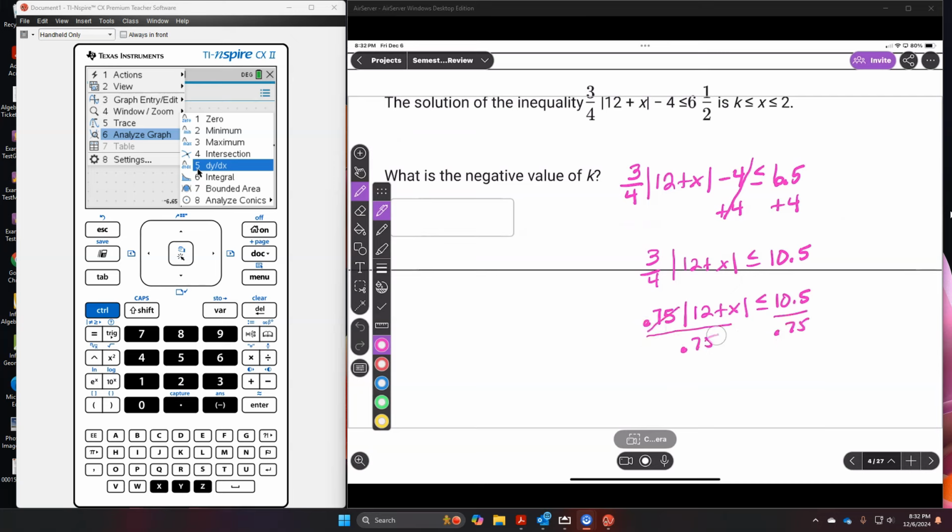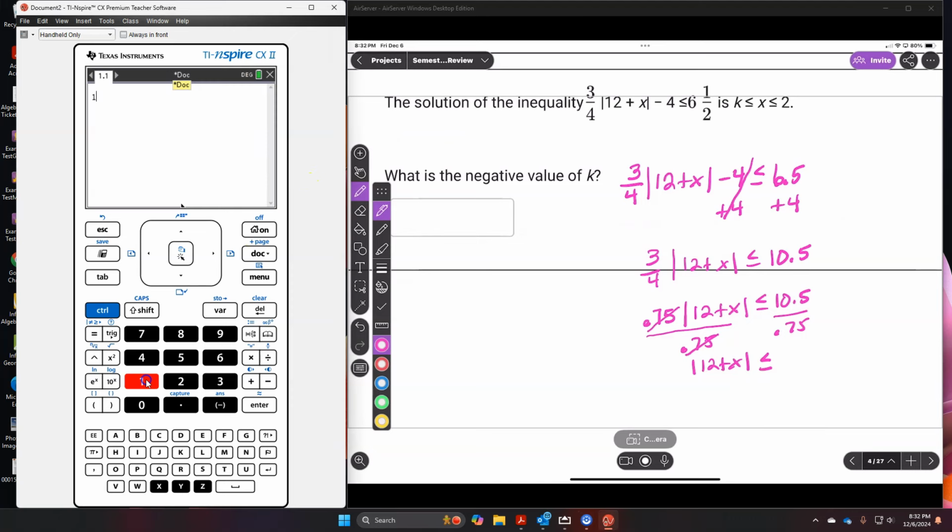So this cancels and this cancels, that's going to be 1. So you have the absolute value of 12 plus x is less than or equal to, and if you want to go to the calculator, you have 10.5 divided by 0.75. So it's 14. So now it becomes manageable. So now I can solve this without any problems. So you have the absolute value of 12 plus x is less than or equal to 14.